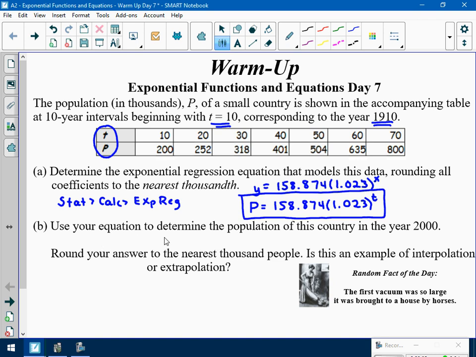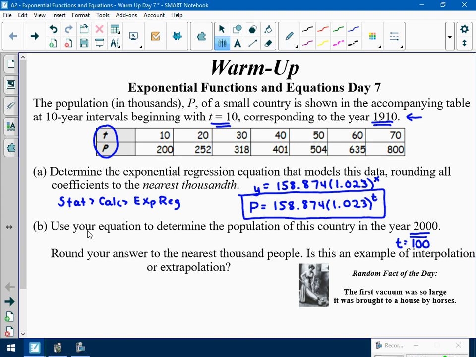Part B says use your equation to determine the population of this country in the year 2000. Okay, so that's why I brought your attention to this fact. T equals 10 is 1910. T equals 20, that's 1920, 1930, 1940, 50, 60, 70, you get the idea. So what would the year 2000 be? That'd be T equals 100. Because if 10 is 1910, that means year 0 is like 1900. So I'm plugging 100 in for T.